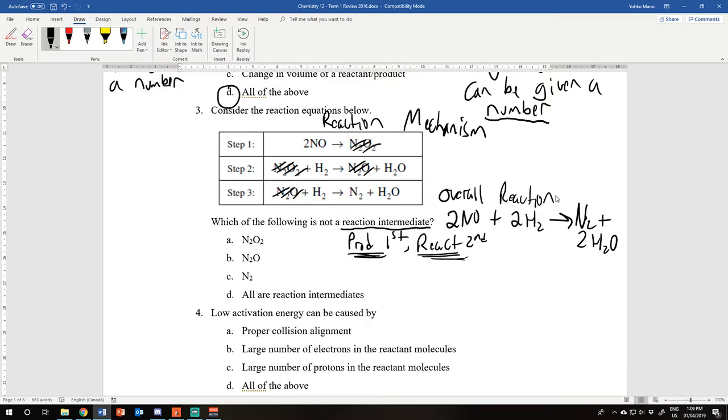So in this case, the reaction intermediates are the N2O2 and the N2O. So this one and this one, because it gets created early, then gets used up. Created early, gets used up. So these are my reaction intermediates. This is a reaction intermediate. This is a reaction intermediate. The question was asking us which one is not. So this one is not, because that one is just a product there.